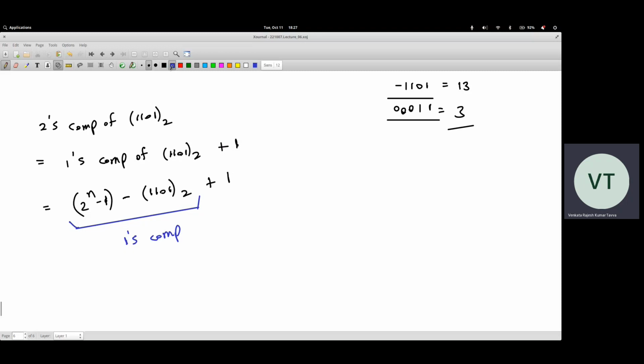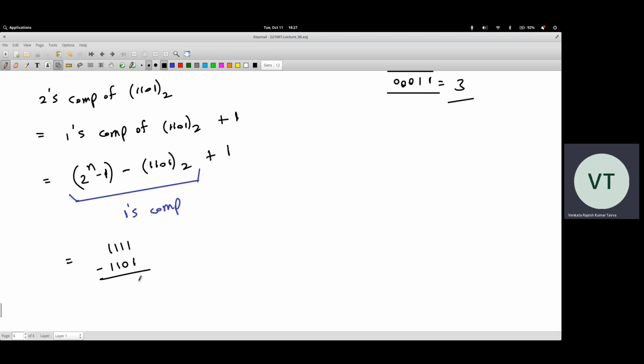Okay. So if you do that, it is 4 1's minus 1101, right? Like there were 4 9's there. I have 4 1's here. 1 is the largest digit in binary. Anything has to be equal to or less than that. Fine. So the answer is 1 minus 1 is 0. This is 1. This is 0. This is 0.